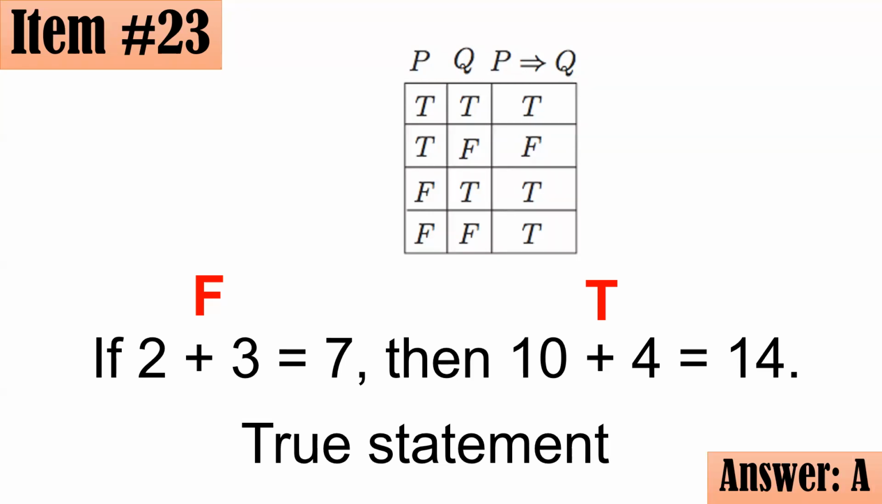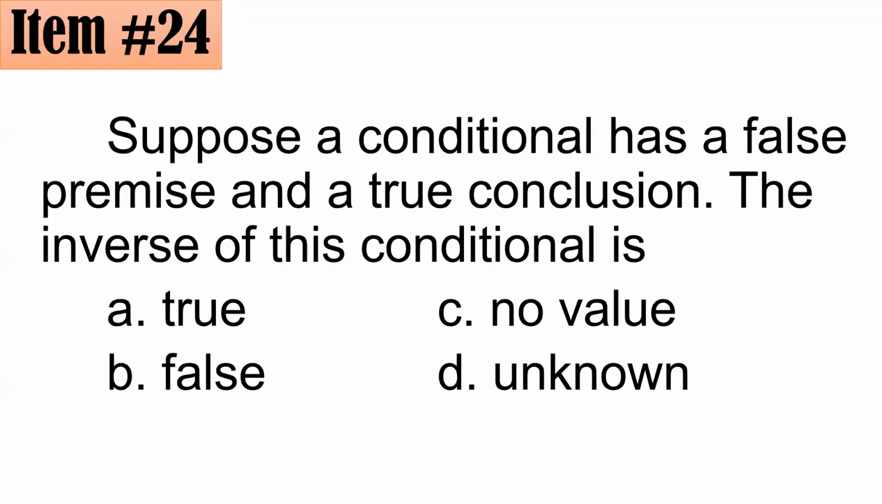So, letter A po. This is a true statement, if we are going to base it on the rules or laws of logic. Number 24. Suppose a conditional has a false premise and a true conclusion. The inverse of this conditional is A, true, B, false, C, no value, or D, unknown. O ano pong sagot natin?